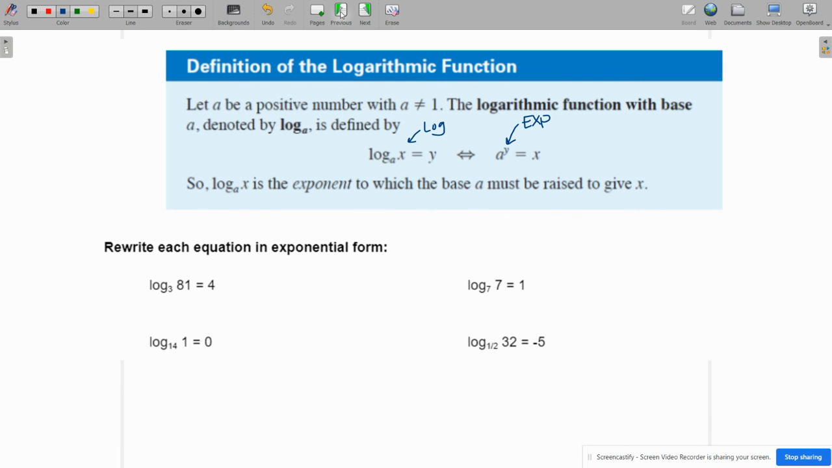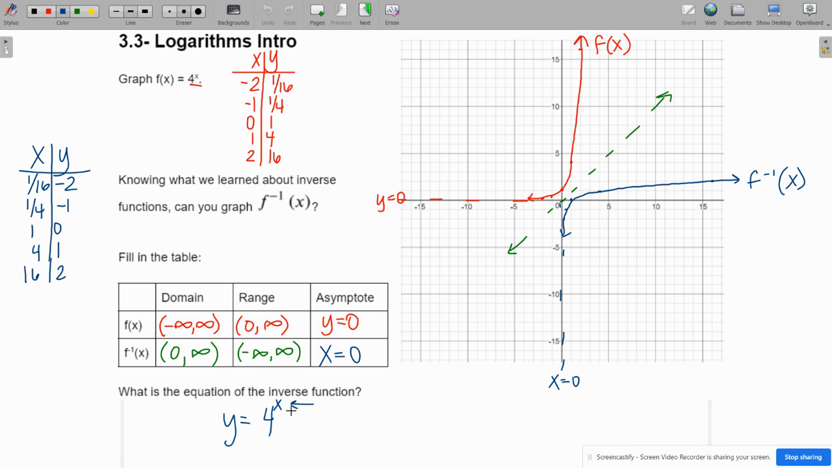So in this case, if we want to go back to this, the way we're going to rewrite this to get the exponent out is to say, since the 4 is here, log base 4 of y equals x. So we have now isolated the x. And then remember, we need to flip-flop our x's and y's. So our inverse function is log base 4 of x equals y. So this function here is log base 4 of x.